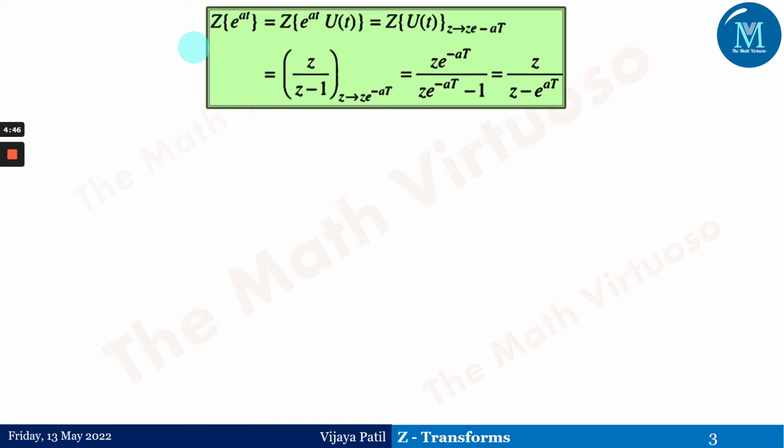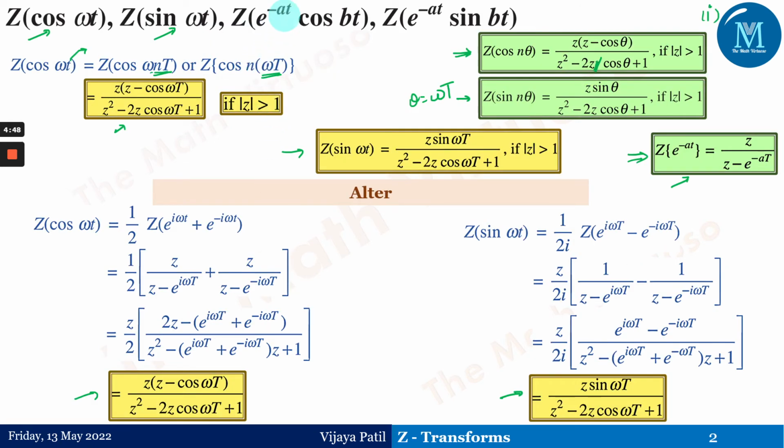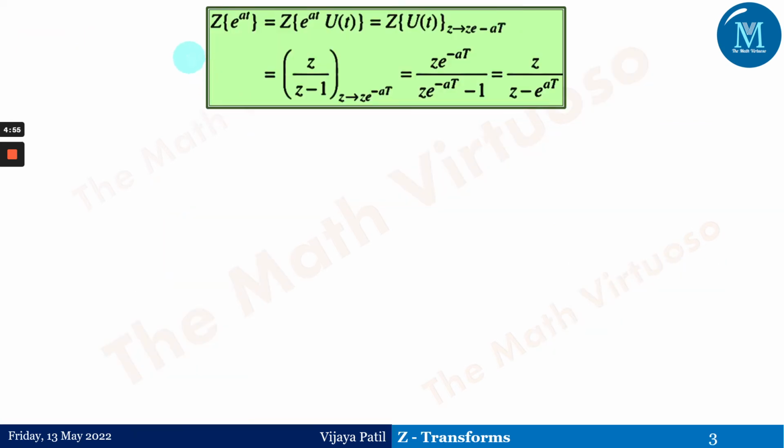Going ahead with the next, we'll find the Z transform of e to the power minus at cos of bt, and the Z transform of e to the power minus at sin of bt. Again, the Z transform of e to the power at is nothing but the Z transform of e to the power at into u of t. This is one of the properties which we have already discussed. Now I'm keeping this property here in front of you so that you can easily follow it.